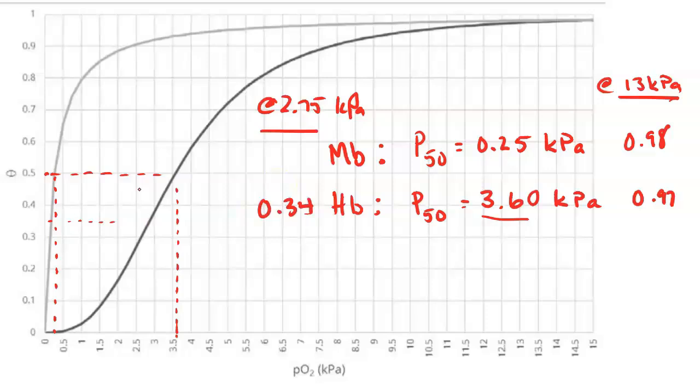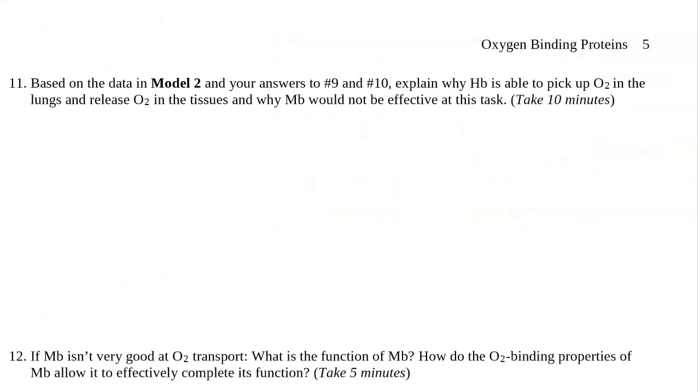Do the same thing for the myoglobin, all the way up here, about halfway, and it crossed there, 0.92. Something like that. So the next question, based on the data in Model 2, which is that graph, and your answers to number 9 and 10, explain why hemoglobin is able to pick up oxygen in the lungs and release oxygen in the tissues, and why myoglobin would not be effective at this task.